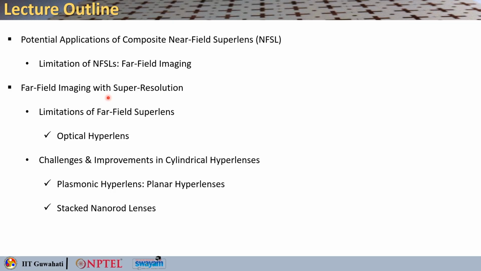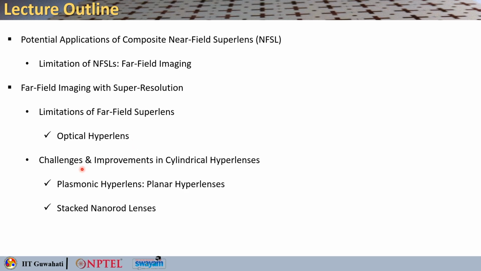We have discussed the basic composite near field superlens in the previous lecture. So in this lecture we will look into the potential applications of composite near field superlens. What are the limitations of this near field superlens in the area of far field imaging, and then we will look into far field imaging with super resolution. There also we will discuss limitations of far field superlens, and then we will come to optical hyperlens.